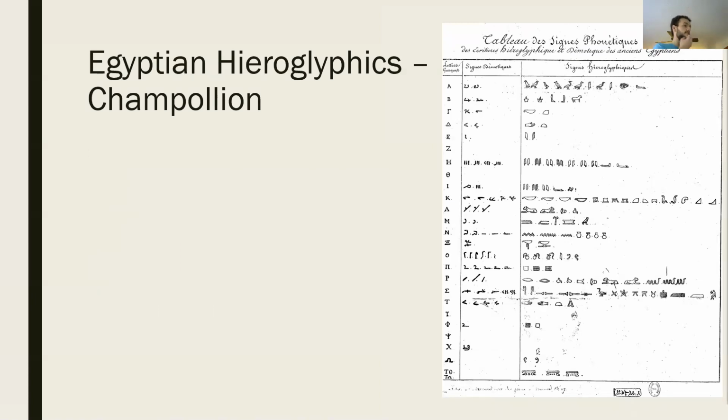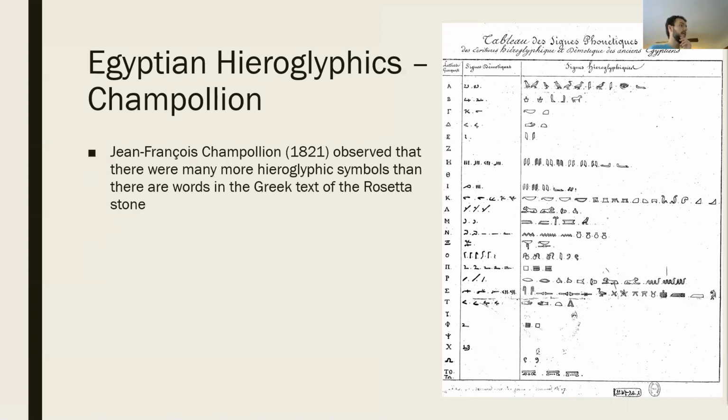Champollion, a French archaeologist, was able to begin a decipherment based on the kind of correspondences which could be found in the Rosetta Stone. For one thing, he observed that there were many more hieroglyphic symbols than there are words in the Greek text of the Rosetta Stone.